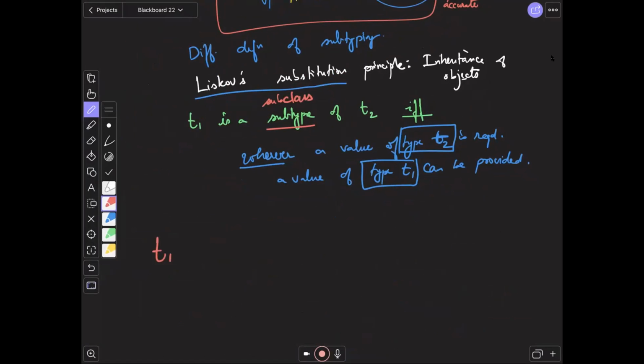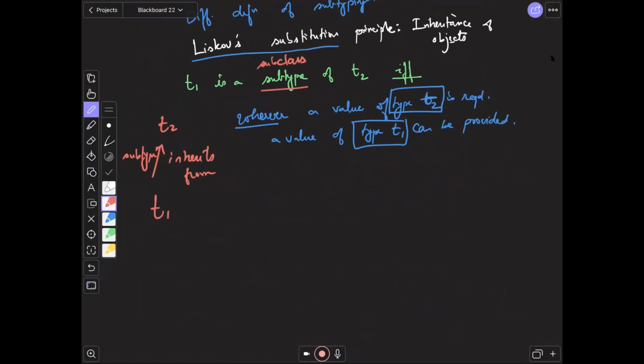In other words, T1 inherits from T2, or we are also saying T1 is a subtype. All right. So previously we used this just for subclasses, just for two classes, T1 and T2. Now today I'm going to use it for arbitrary types. I'm going to start with simple types, and then talk about function types and so on. So what we want to say is wherever a value of type T2 is required, a value of type T1 can be provided in its place. And I should be able to use that value without worrying about it.